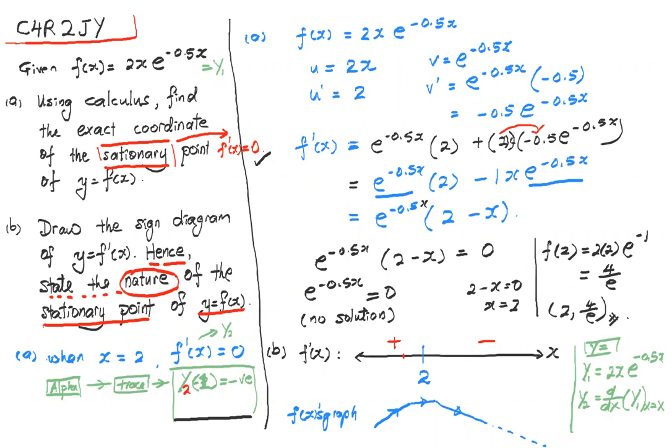Can someone give me the answer? The maximum point. Yeah, we call it local maximum. So we make a conclusion: therefore, (2, 4/e) is the local maximum. We don't just say local maximum. We don't just stop here. It's the local maximum of y equals f x. So it's very important: which function are you talking about?